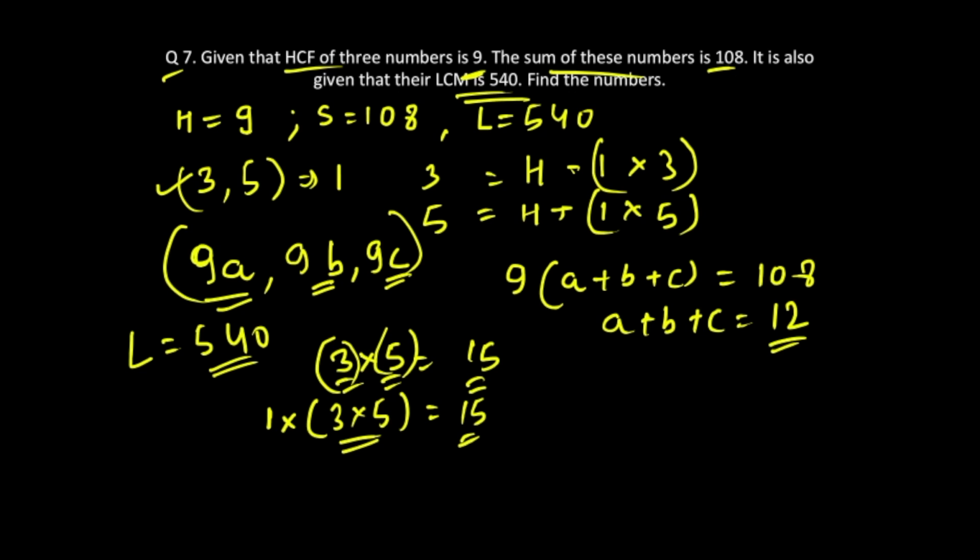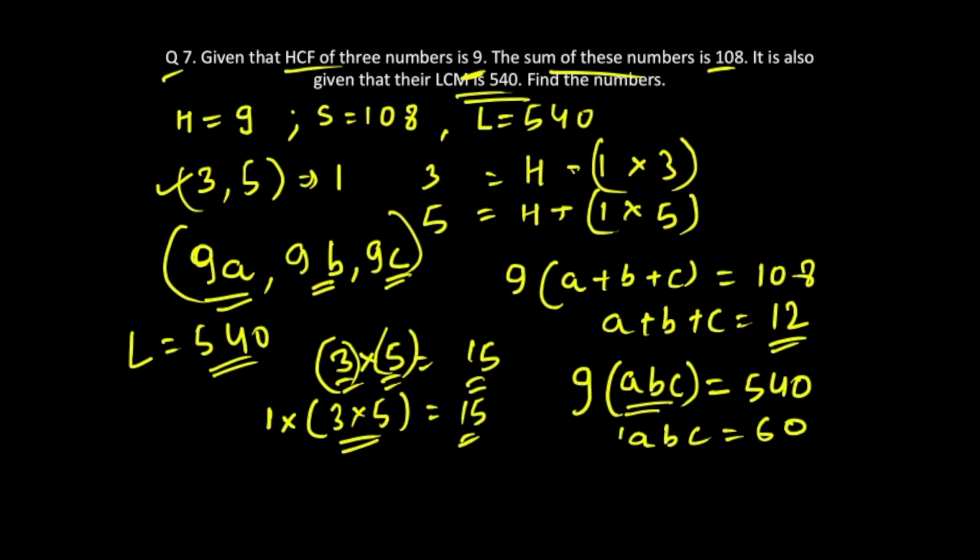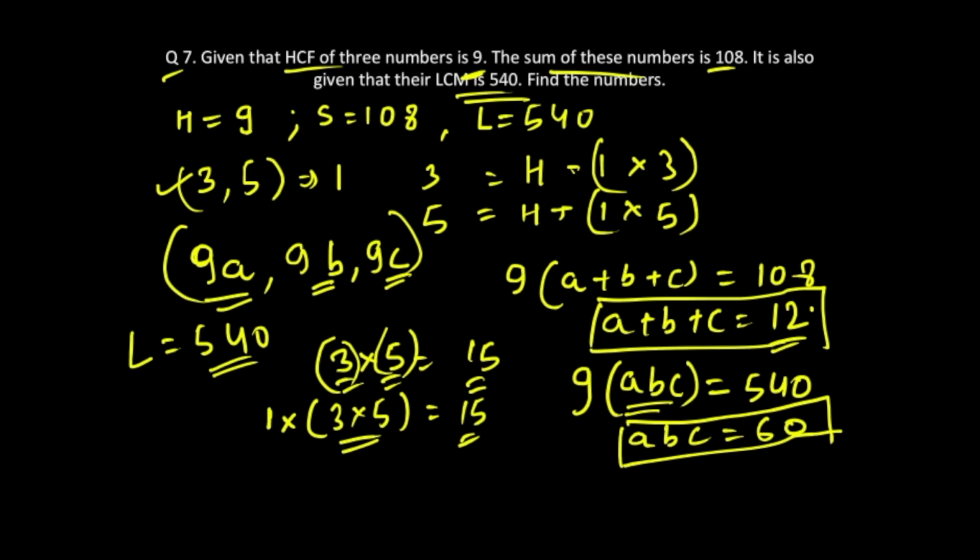So here also we can do the same thing. We'll write the HCF, that is 9, into the product of the remaining prime factors that we have. That is, 9 times ABC is equal to 540. So ABC turns out to be 60. So now we have our equations, which are solved in a better way because we have to deal with smaller values now, 12 and 60. So we know A plus B plus C is 12 and A into B into C is 60.